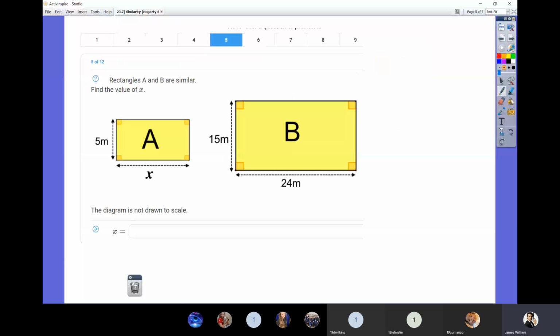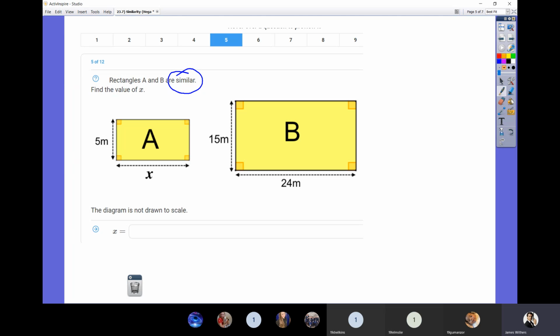Okay, so I'm just going to model a few of these. These aren't too bad. Okay, now we are told that these rectangles are similar. So one of them, B, is obviously a bigger one, but how many times bigger is it? So what you do, you go and find the number that you know for both shapes.